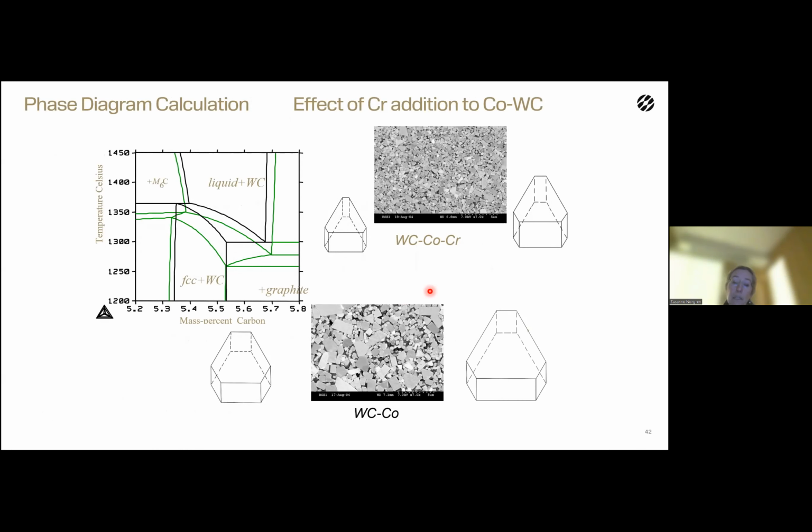If we look at inhibitors like chromium, we can here compare the black phase diagram, which is without chromium, with the green, which is with an addition of 0.43 weight percent of chromium. And you can see that the chromium lowers the melting temperature of the liquid. Despite this, if you start from exactly the same raw material and sinter it under the same conditions, this is the impact of chromium on the microstructure. So this one is without chromium, and this one is with 0.43% chromium.